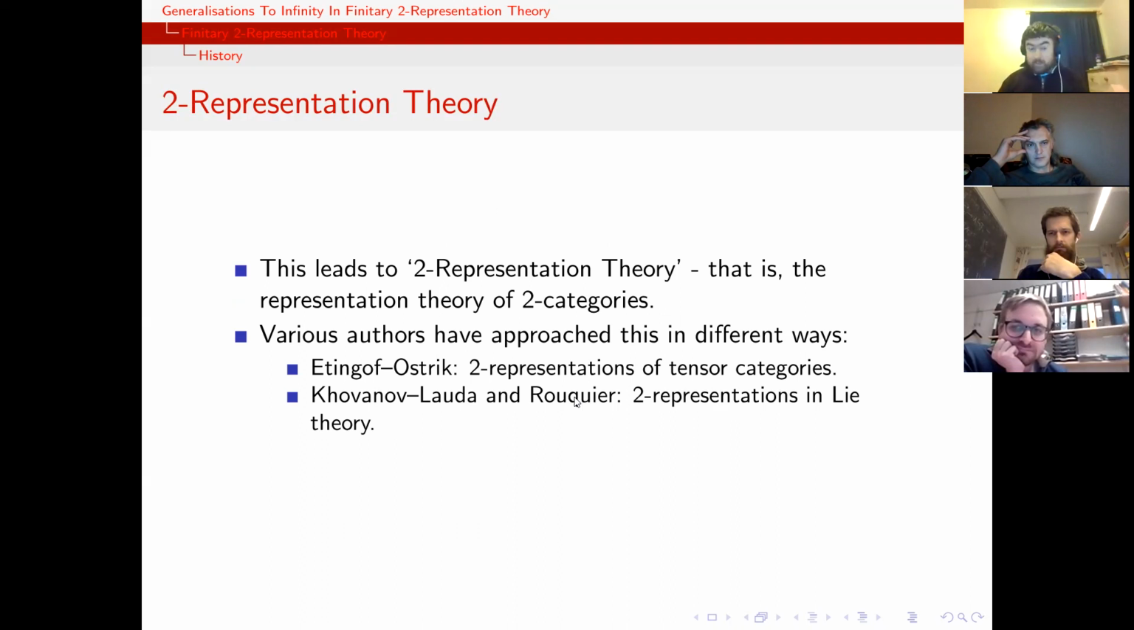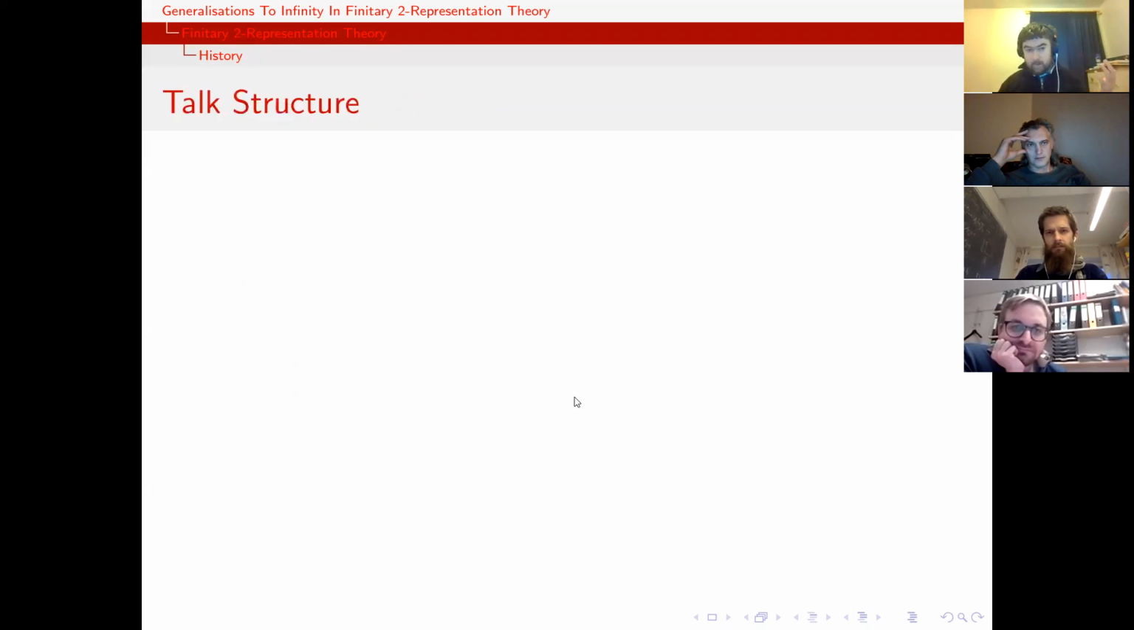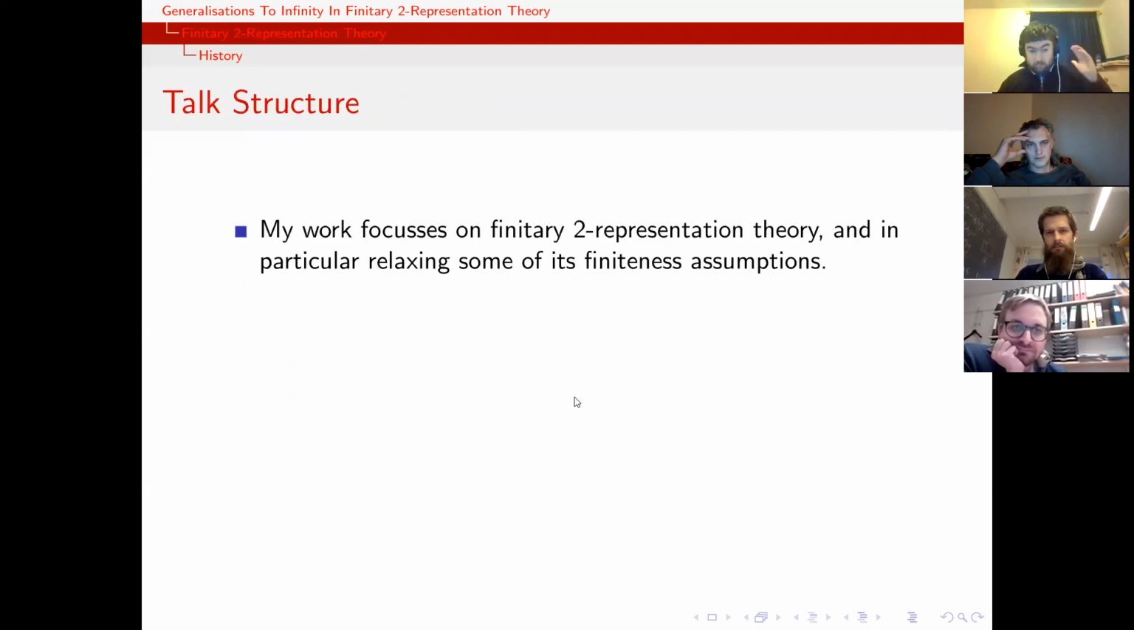And most relevantly for this talk, we have Mazorchuk and Miemietz, who have looked at finitary two-representation theory, which is what I will spend the first half of today talking about, what that means in a fair bit of detail. So to talk structure, I look at finitary two-representation theory and specifically relaxing some of the finite assumptions that turn up in its definition that I will point out as we go along.